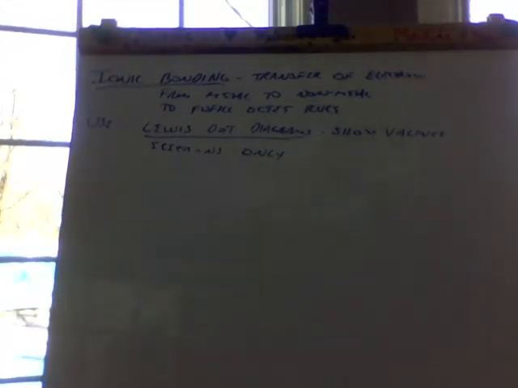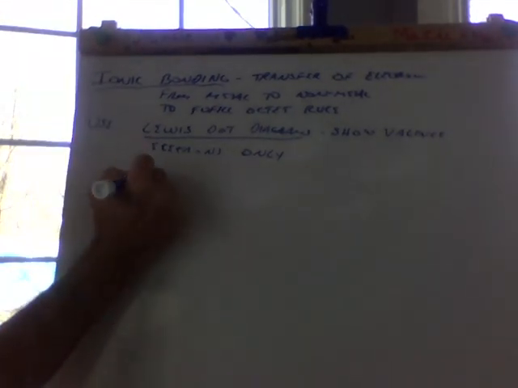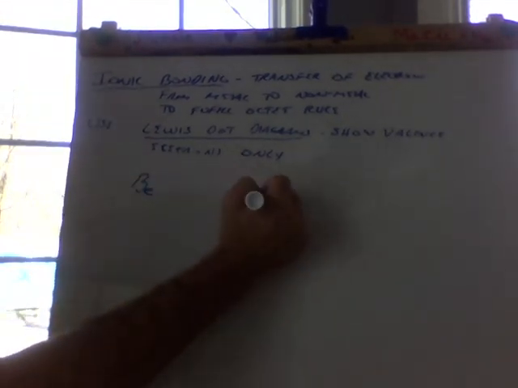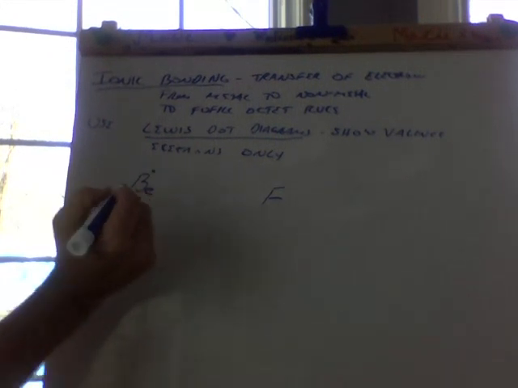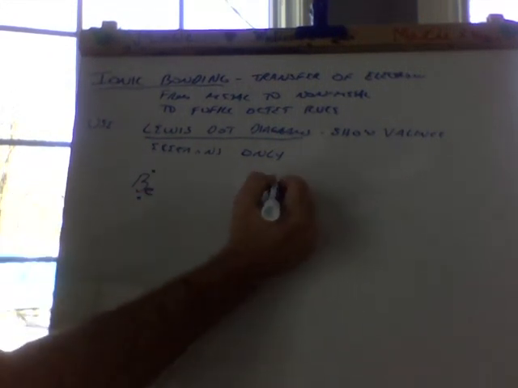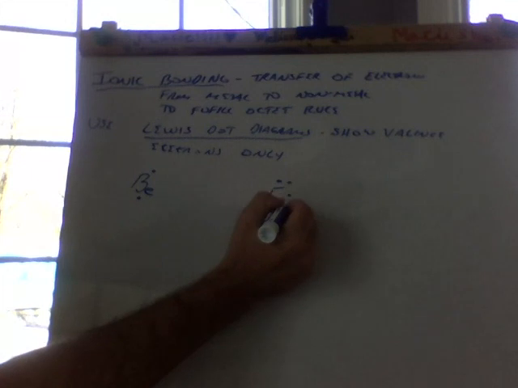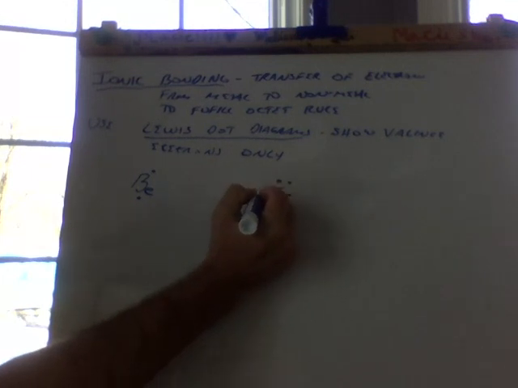So let's look at another combination. Let's say we're going to try to combine beryllium with fluorine. Beryllium is an alkaline earth metal, in this second family right here. So how many dots is it going to have? That's right, it's going to have two. Fluorine still has its 7.